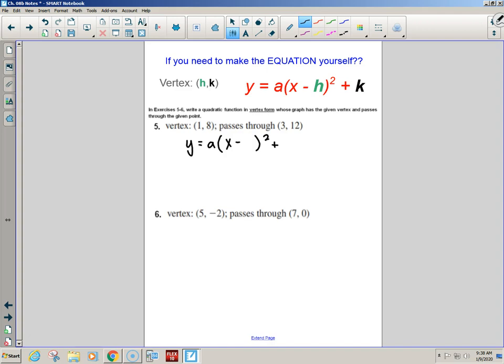So hold on, wait a minute. What do we know about h just by looking at them giving us the vertex? H is, careful, h is the first guy. See it? H is 1. Oh, sweet. My equation's like 1/3 of the way done.